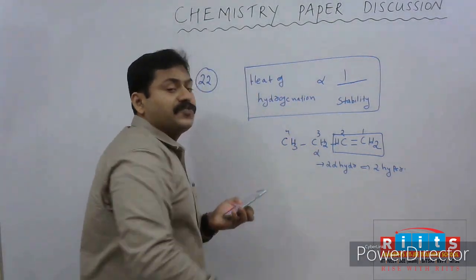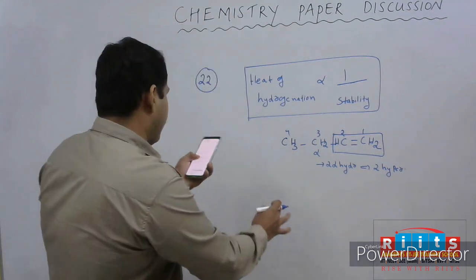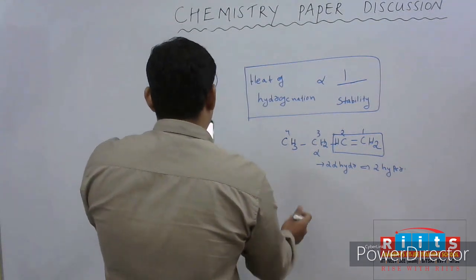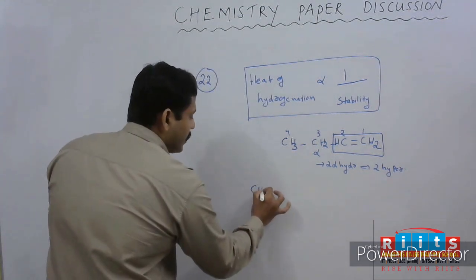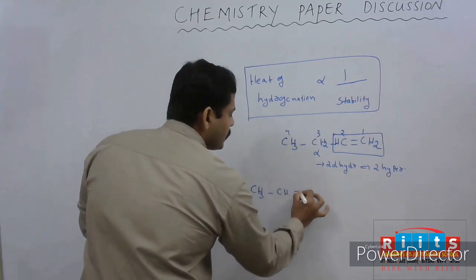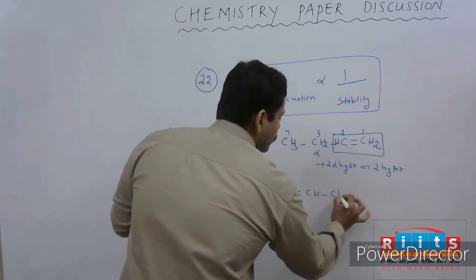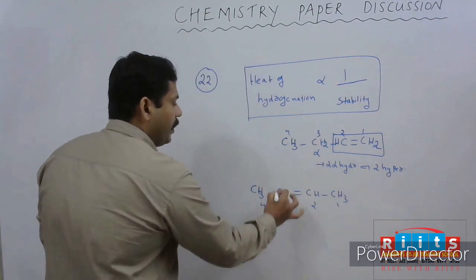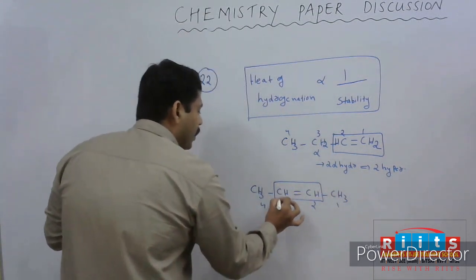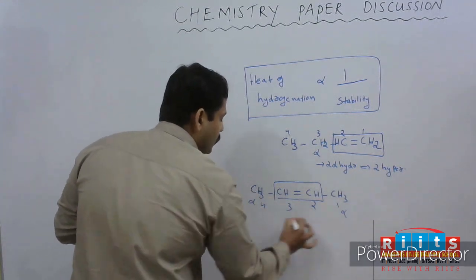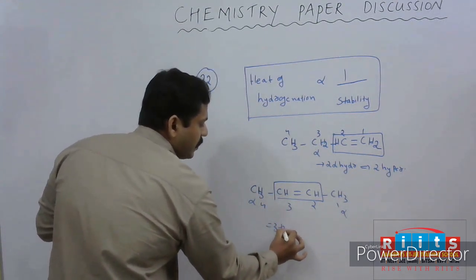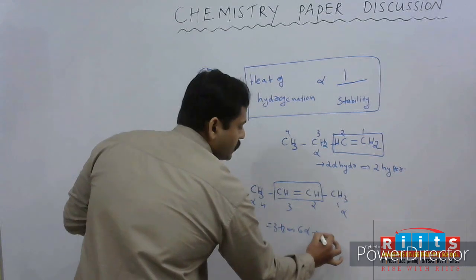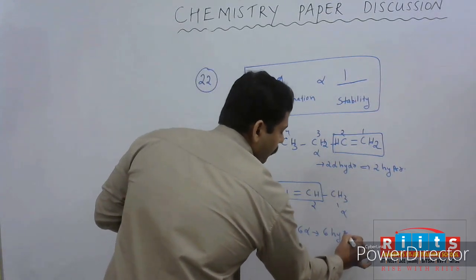Now the cis form and trans form. For example, I will take one more, that is option number but-2-ene. If I take CH3, CH double bond CH, CH3, this is 1, 2, 3, 4. So this is my reference. This is alpha, this is alpha. So 3 plus 3, that is 6 alpha hydrogens are there, so 6 hyperconjugated structures are possible there.